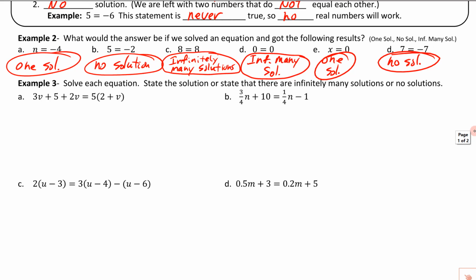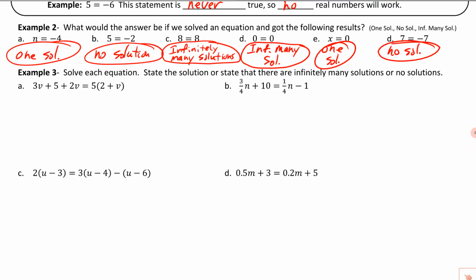Now what I've got down here is some practice problems where we're just going to solve them like we normally would, and we may get some that have answers, we may get some that have no solution, and we may get some that have infinitely many solutions. So let's see if we can spot the ones that are the tricky ones. So let's go ahead and do this. Notice that we've got some simplifying to do. So I'm going to put the two of those together. So we get 3v plus 2v is 5v plus 5. So we've got that side simplified.